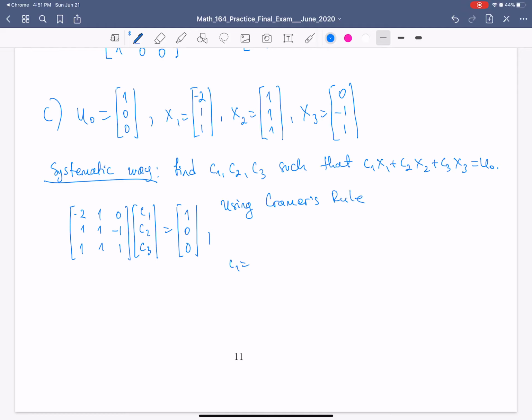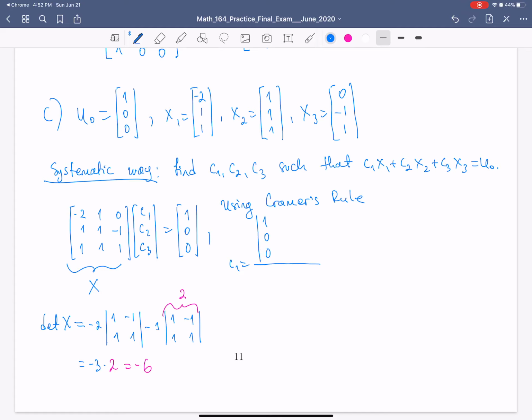we have C1 equals, maybe I need to first find the determinant of the matrix X. So let's find the determinant of X. I will do a quick expansion along the first row. So I have negative 2 times the matrix 1, negative 1, 1, 1, minus 1 times the matrix 1, 1, negative 1, 1. That's nice because I got the same thing. So I have 1 times negative 1 minus 1, that's negative 3, times 1. This determinant is 1 minus negative 1, so that's a 2, which comes here, so I have negative 6.